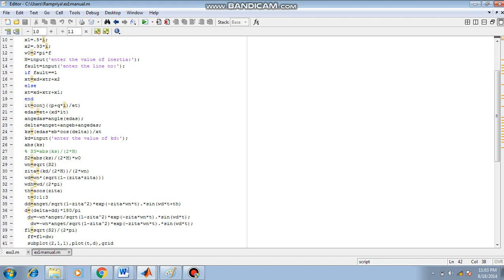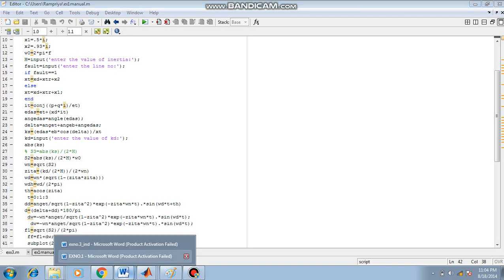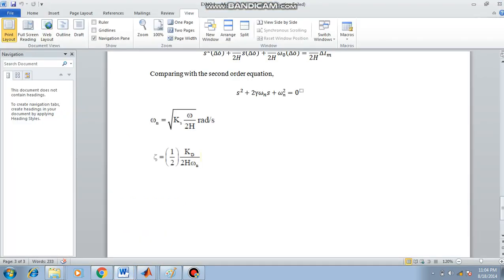Then KD you need to get as an input. Then find the absolute value of Ks. Then you find S2, that is the absolute value of Ks divided by 2H omega naught. From this you calculate omega n, that is the square root of S2, and then you find the zeta value with KD. All these formulas I have given in this Word document. In this Word document, see omega n is the square root of Ks. This formula is fed in the program.